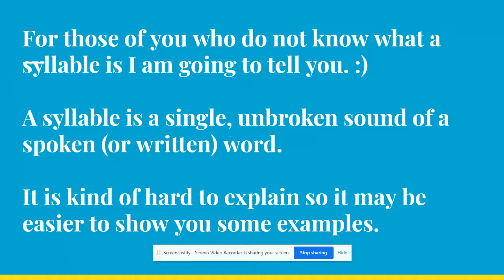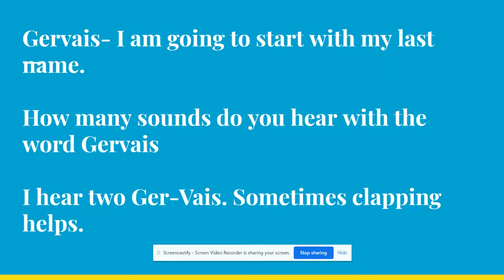For those of you who do not know what a syllable is, I'm going to tell you. A syllable is a single, unbroken sound of a spoken or written word. It is kind of hard to explain, so it may be easier to show you some examples.